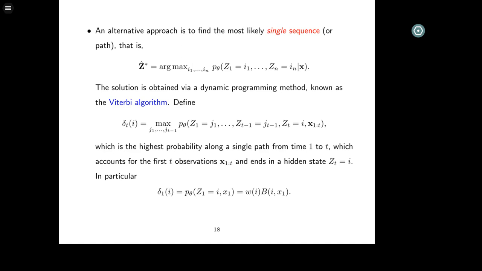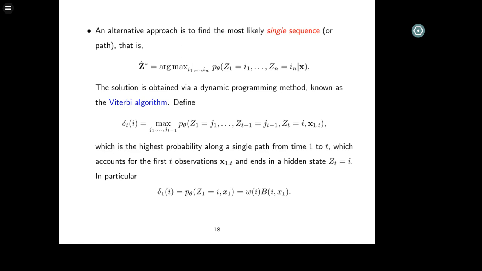First, let me first define what is this delta t i, okay? Again, you can think about the delta as a matrix. t ranges from 1 to n, i ranges from 1 to 3. So delta is a matrix, okay?